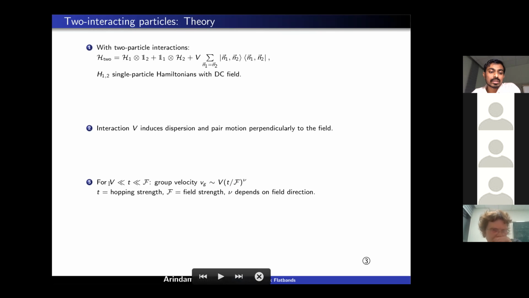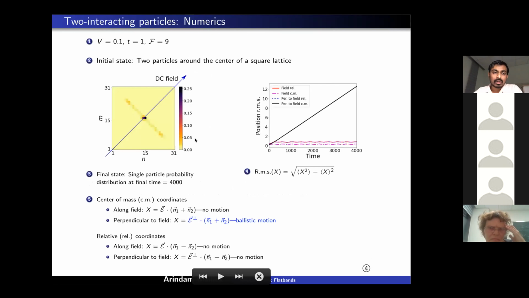We analyzed the case when the interaction strength is very, very small compared to the hopping strength, and the field strength is very, very large. Then we found that the group velocity perpendicular to the field varies linearly with this V, and acts as a power law with the field strength. This power nu actually depends on the field direction. For the numerical study, I chose the parameter values V equal to 0.1 and F equal to 9.